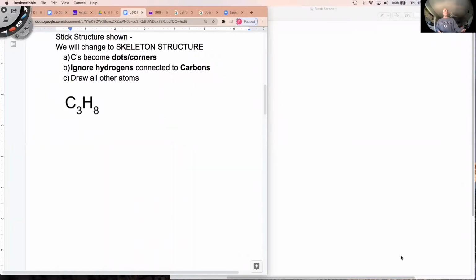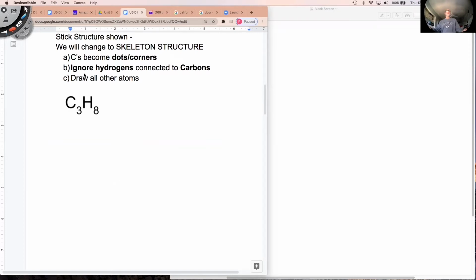Okay, so now what we're going to be working on is taking formulas from one form, for example this C3H8, and changing it into a different form so it's easier to use. So what we're going to do is get to a stick structure. We're going to make one like we did earlier, that's kind of close to what the Lewis structure is. Then we're going to change it to what's called a skeleton structure, where you're just using the bones. And I'll talk to you about that.